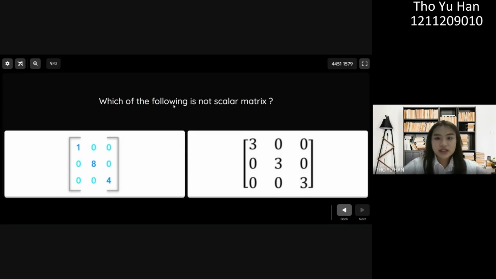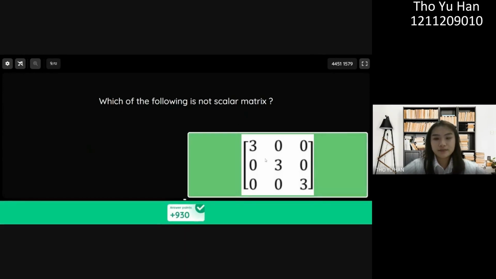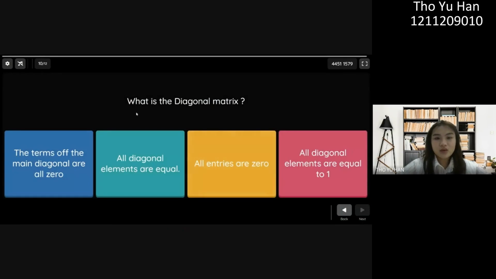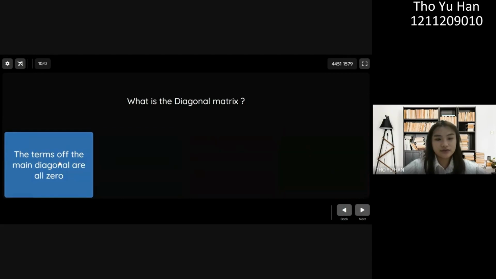Which of the following is not scalar matrix? Scalar matrix shows that all the diagonals are equal and the off-diagonal elements are 0. So 3, 3, 3. These are all equal, but these are not. So the answer is this one. What is the diagonal matrix? Diagonal matrix is the terms off the main diagonal are all 0.